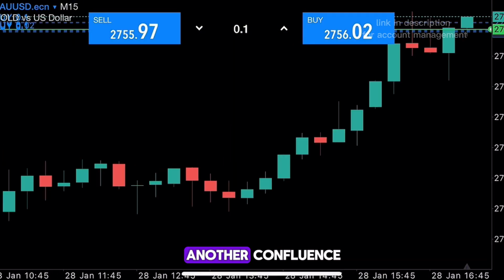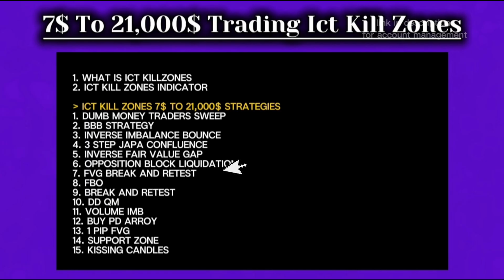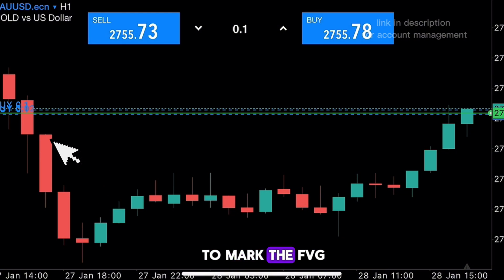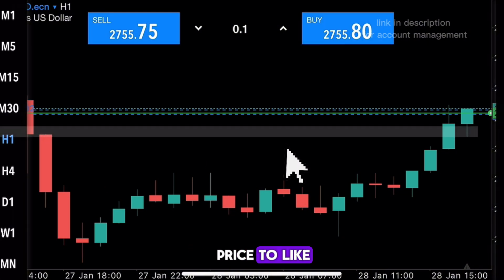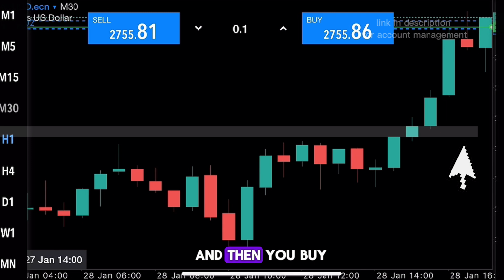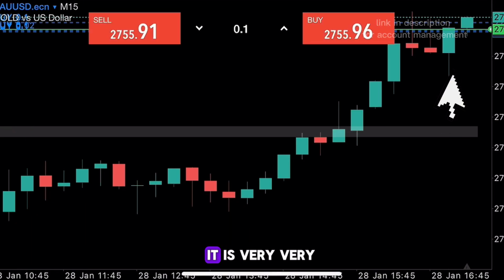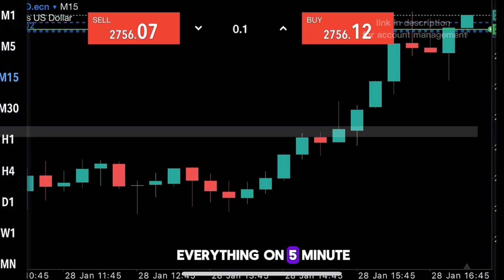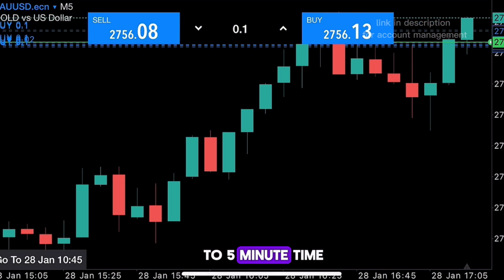And then I used another confluence which I call FEG break and retest. That's it. So basically how this works is that you want to mark the FEG and then wait for price to give you a slight retest on that FEG, and then you buy at the breakout. It is very simple. And then I finalized everything on the 5-minute time frame. So I went down to the 5-minute time frame and I spotted the FEG around that point there.